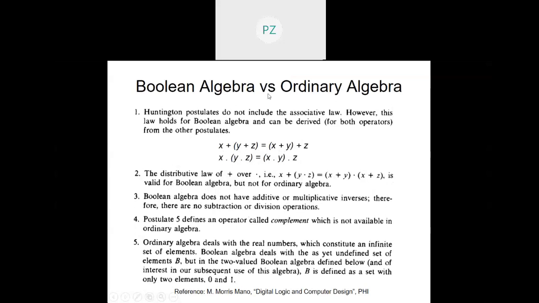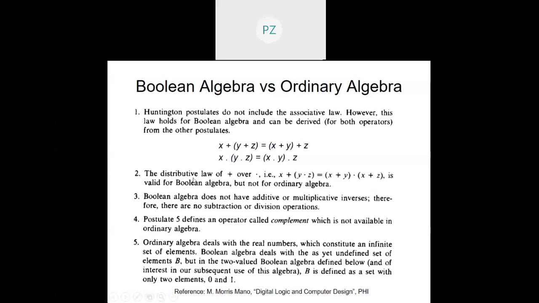Now let us see the difference between Boolean algebra and ordinary algebra. Huntington postulates do not include the associative law. We have seen that. However, this law does hold for Boolean algebra and can be derived for both operators from the other postulates. What is the associative property? x plus y plus z is equal to x plus y plus z, with the grouping immaterial. Similarly, x dot y dot z is equal to x dot y dot z. So this associative property does hold for Boolean algebra, just as it holds for conventional algebra. It is just that it is not included in the Huntington postulates, but we will include it later.